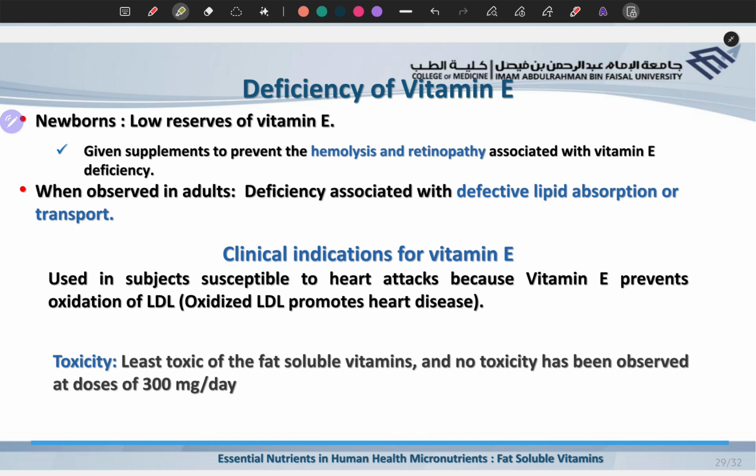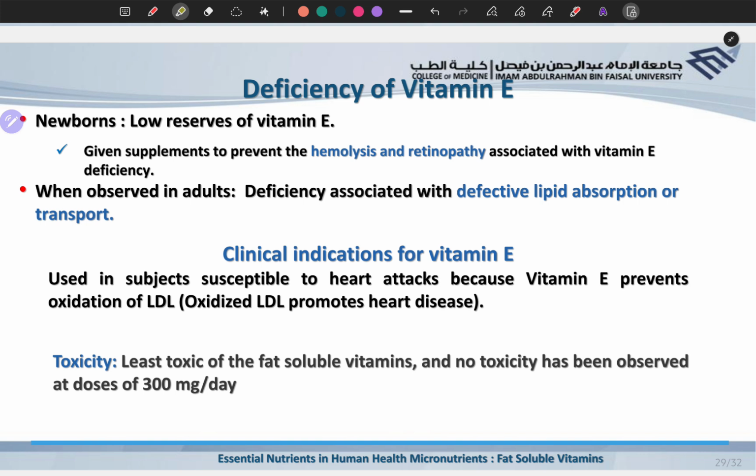What is the clinical indication? When do you think vitamin E is given? It is generally given for heart patients. Why? Because it prevents the oxidation of LDL. Oxidized LDL leads to atherosclerosis. So it prevents the oxidation of LDL. Oxidized LDL promotes heart disease by causing atherosclerosis. You know atherosclerosis?